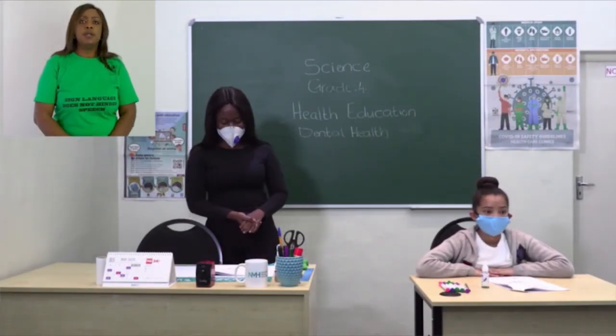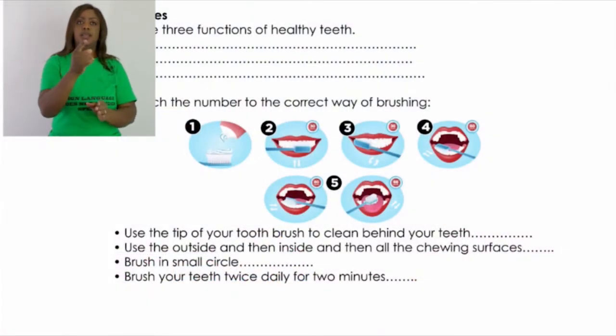On page 18, there is a very short activity for you. Question 1, state 3 functions of healthy teeth. Question 2, match the numbers to the correct way of brushing. Use the tip of your toothbrush to clean behind your teeth.